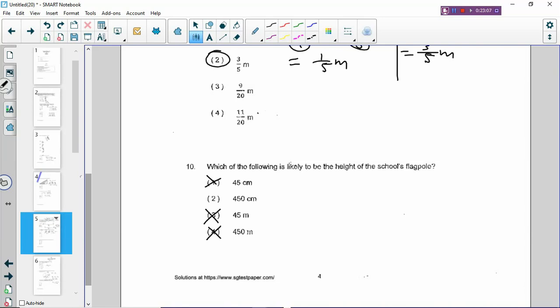Alright, now then it has to be what? If you notice your flagpole in schools, it's about 3 stories. About the height of the flagpole is about 3 stories. And how tall is that?